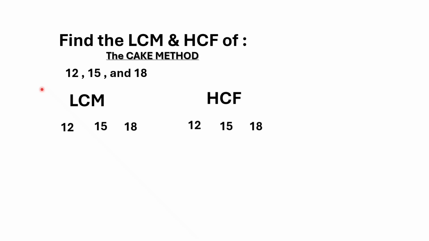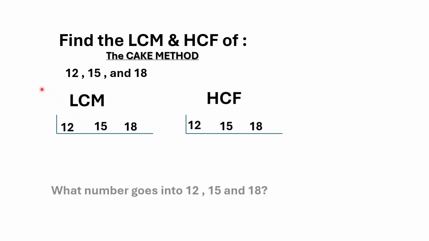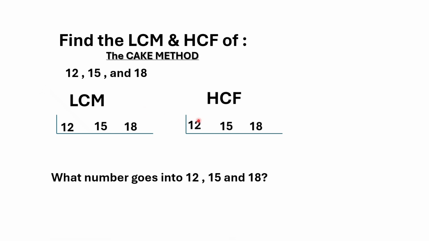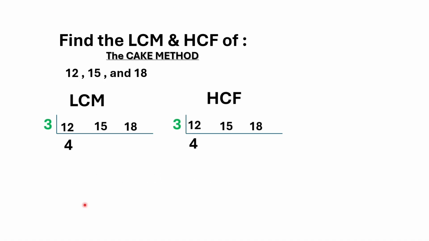We start by asking ourselves, what number goes into 12, 15, and 18? What number can we divide all these by? We can divide all these by 3. 12 divided by 3 is 4, 15 divided by 3 is 5, 18 divided by 3 is 6.